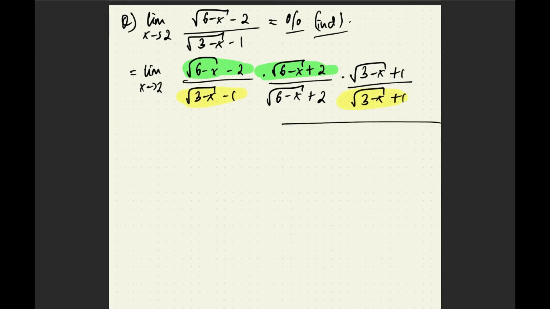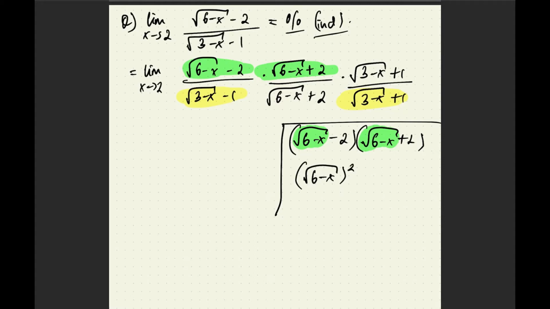Alright, so for this green side we have root 6 minus x minus 2 multiplied by root 6 minus x plus 2. So the root 6 minus x becomes your a, and your b is just the 2, so it becomes a squared, which is root 6 minus x squared minus b squared, which is 2 squared. So this will just become the square root and the square will cancel. So 6 minus x minus 4, which is just 2 minus x.